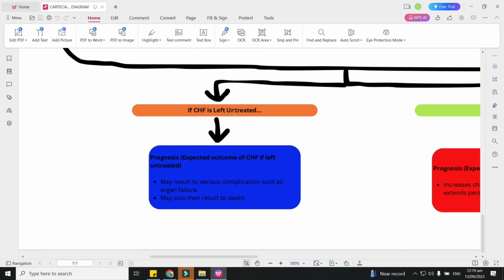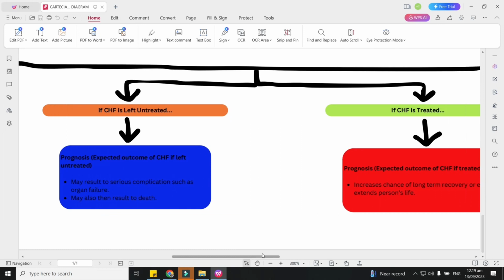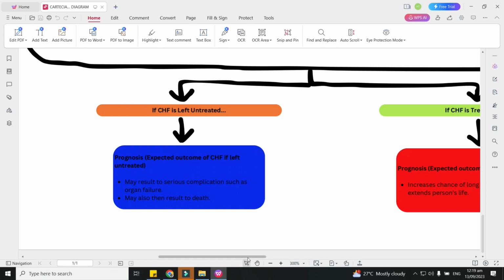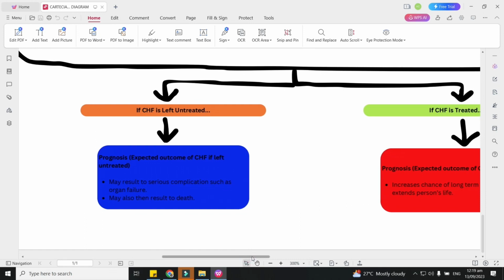If the patient is left untreated, what happens? There is a negative prognosis. It may result in serious complications such as organ failure. Of course, the most affected organs are the lungs, liver, and kidney, those organs that really work hard to maintain homeostasis of the body. And if really not treated, it may result in death, which is the most severe, bad outcome one can get if CHF is left untreated.